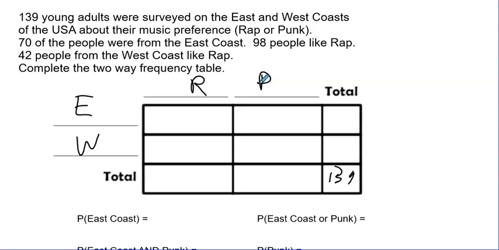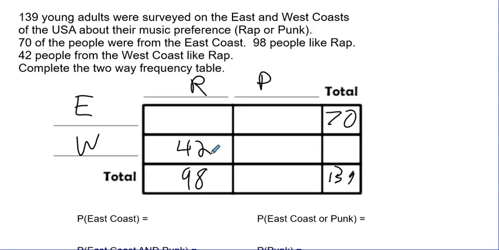The intersections will be the same. Now it says 70 of the people were from the East Coast. So that's the East row. It says 98 people liked rap. That's the rap column total. 42 of the people from the West Coast liked rap. Okay? And now we just work backwards and figure out the numbers.